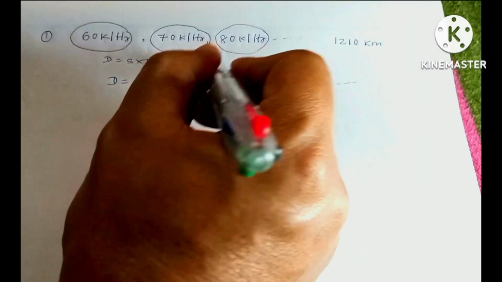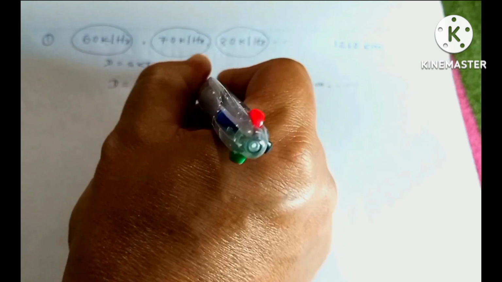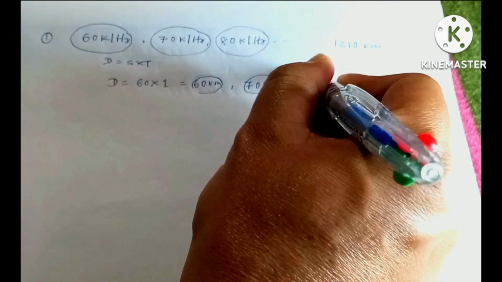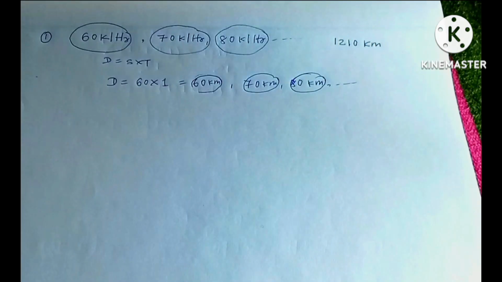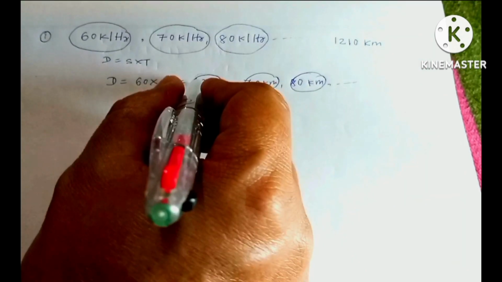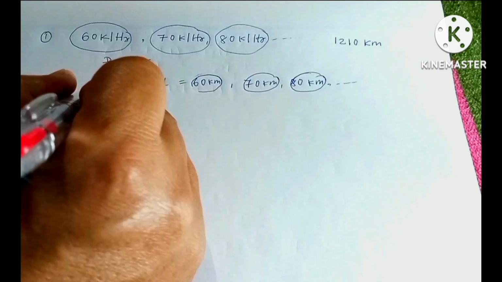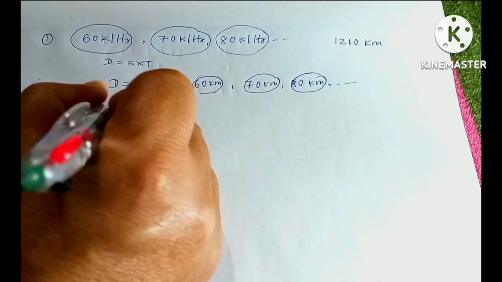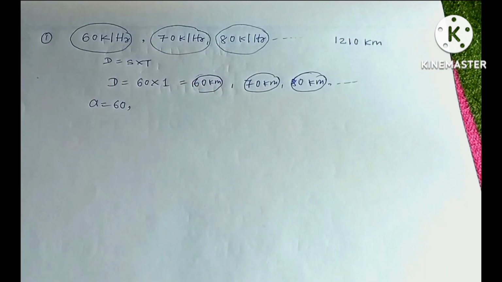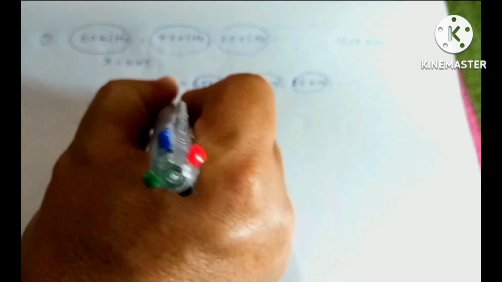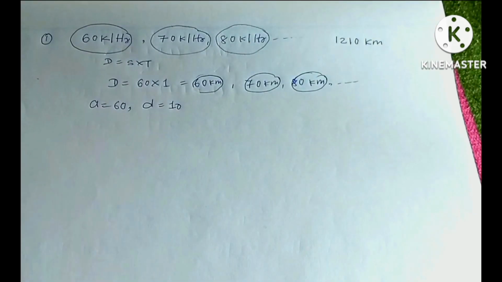Now the distance covered for the first hour, the second hour, the third hour respectively are in arithmetic progression. We can see this: the first term is 60, the second term is 70, then 80, and so on. So we can say the first term is 60 here, and the difference between any two consecutive terms is only 10. The difference between these two is 10, and between these two is also 10, and so on.